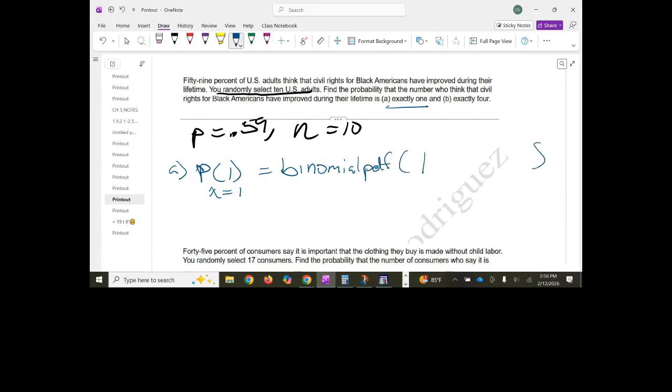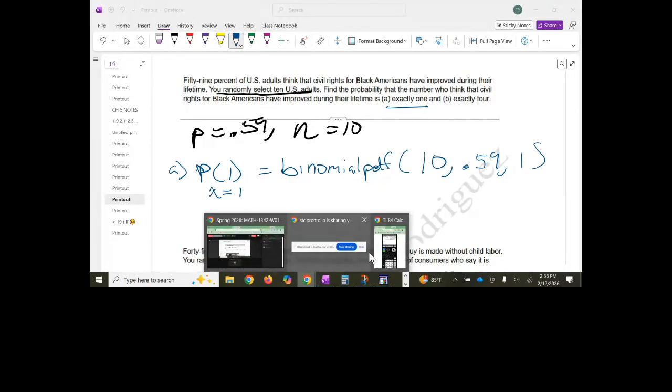Okay. My N is 10. My P is 0.59. And my X value is 1. Okay. All right, let's do it again.